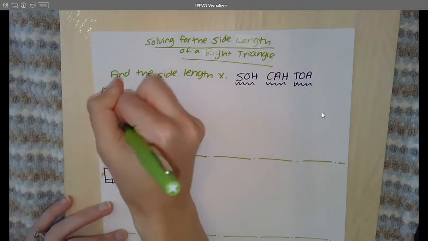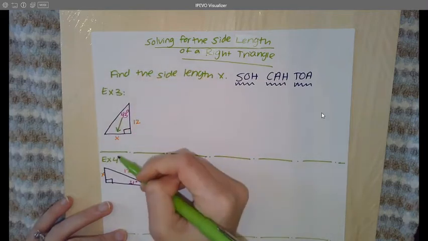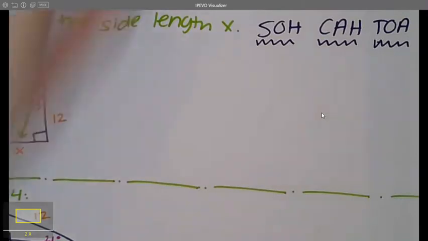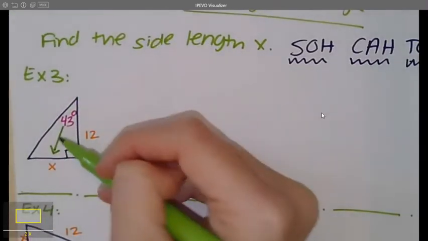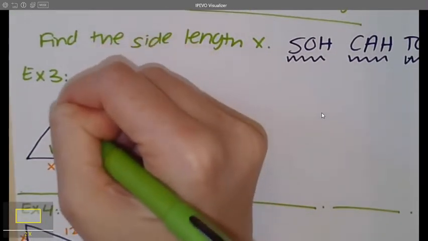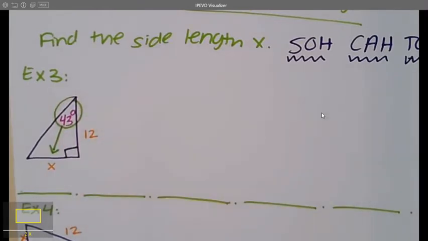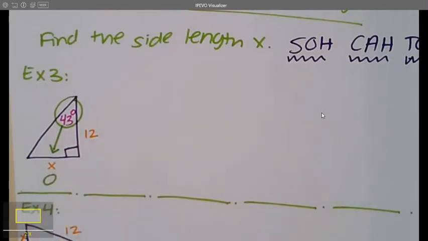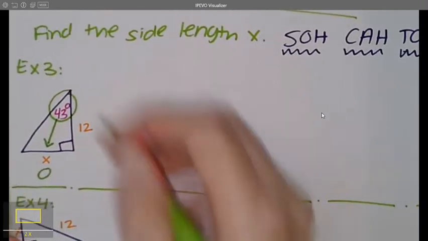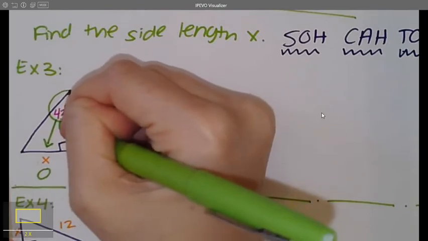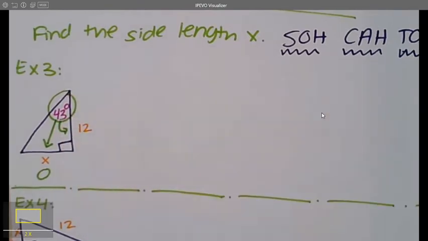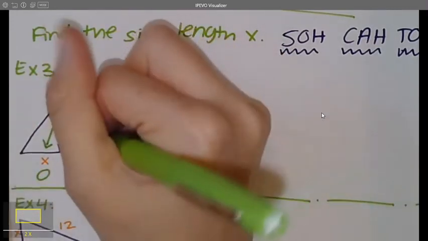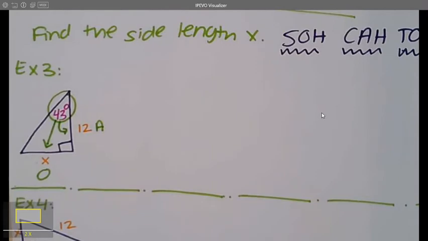Side x is the side across from the 43 degrees. So what do you guys think? Is this the opposite, adjacent, or hypotenuse? Well, the side directly across from the angle you've been given, that's not the right angle, is called the opposite, which I'm just going to abbreviate with an O. Now 12, this is the side directly next to the 43. That is not the hypotenuse, because the hypotenuse is the side across from the right angle. So this side is called the adjacent side, which I will call an A.